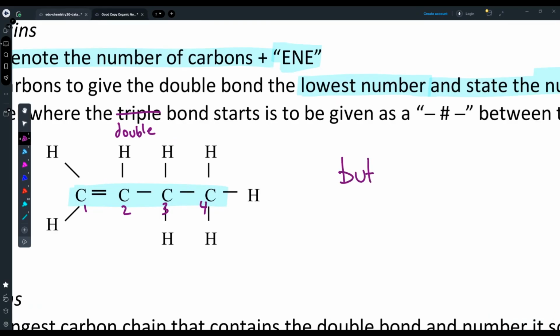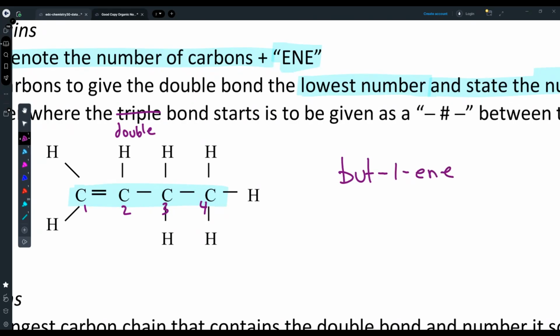But now, instead of saying butane, that ending is only for alkanes, so only if you have single carbon-carbon bonds throughout your entire compound. But because of the presence of this double bond, we can no longer use that -ane ending. We have to switch to -ene, okay? And I want to specify that it starts on carbon 1, because that's the lowest numbered carbon that it starts on.